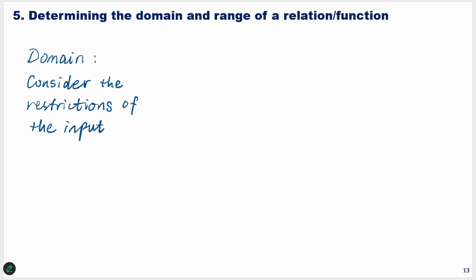Okay, in this course we'll only talk about functions with real valued inputs. So by default, if there are no restrictions, we say the domain is just the whole real number set. Otherwise, it's a subset of the real number set. So where do these restrictions come from? It can come from, one, the expression itself.